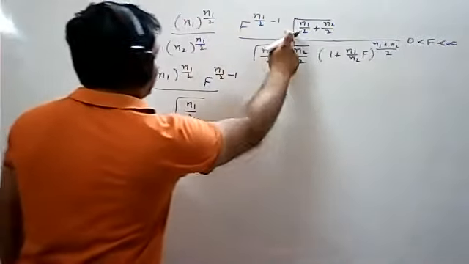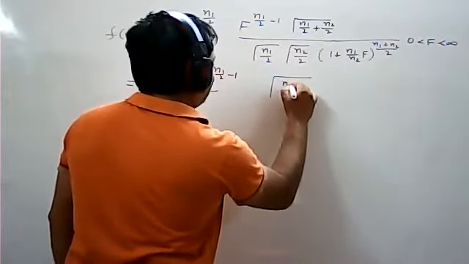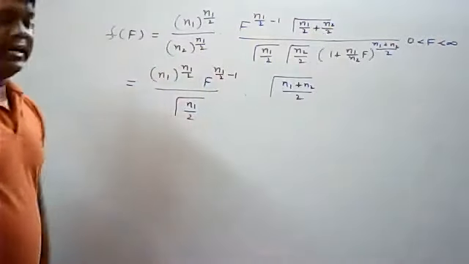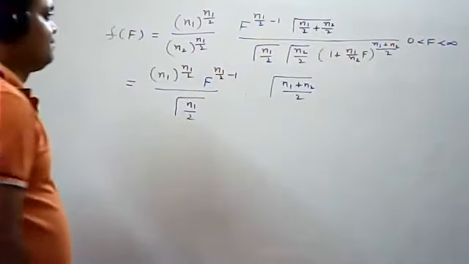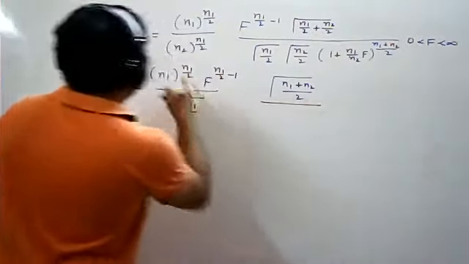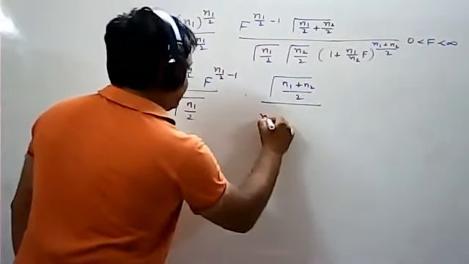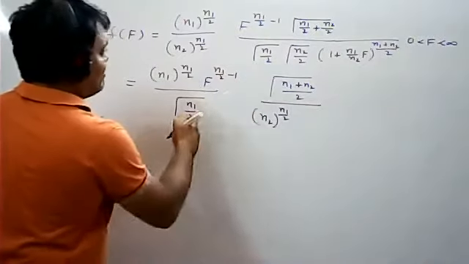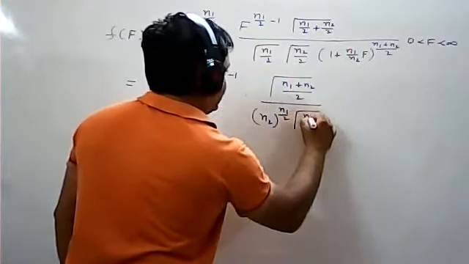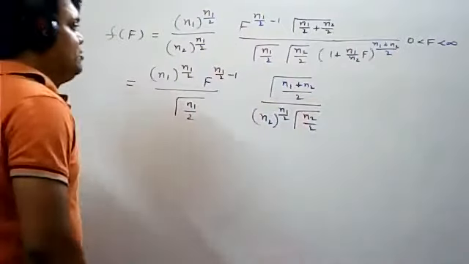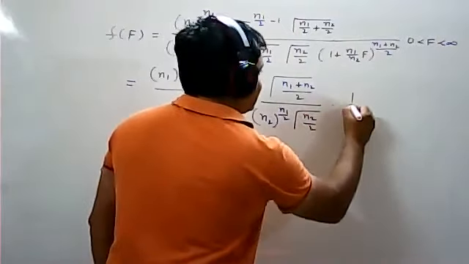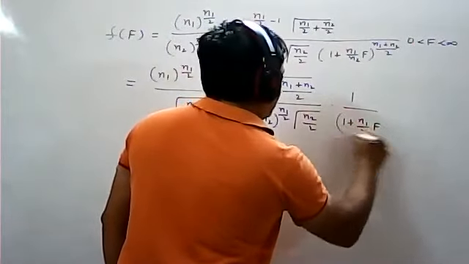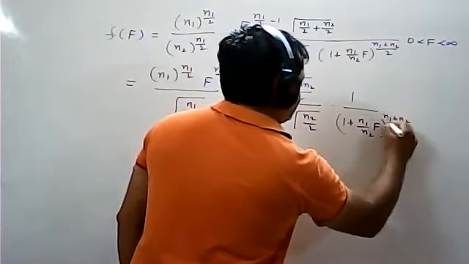This one is completed, this one is completed. So the numerator will be gamma n1 plus n2 by 2. I can take LCM, so you get gamma n1 plus n2 by 2, divided by this term in the denominator. I can write this term here, n2 whole power n1 by 2, and this one is already completed. So this term n2 is there, so gamma n2 by 2, and then the last term. What is the last term? 1 by 1 plus n1 by n2 into f whole power n1 plus n2 by 2.